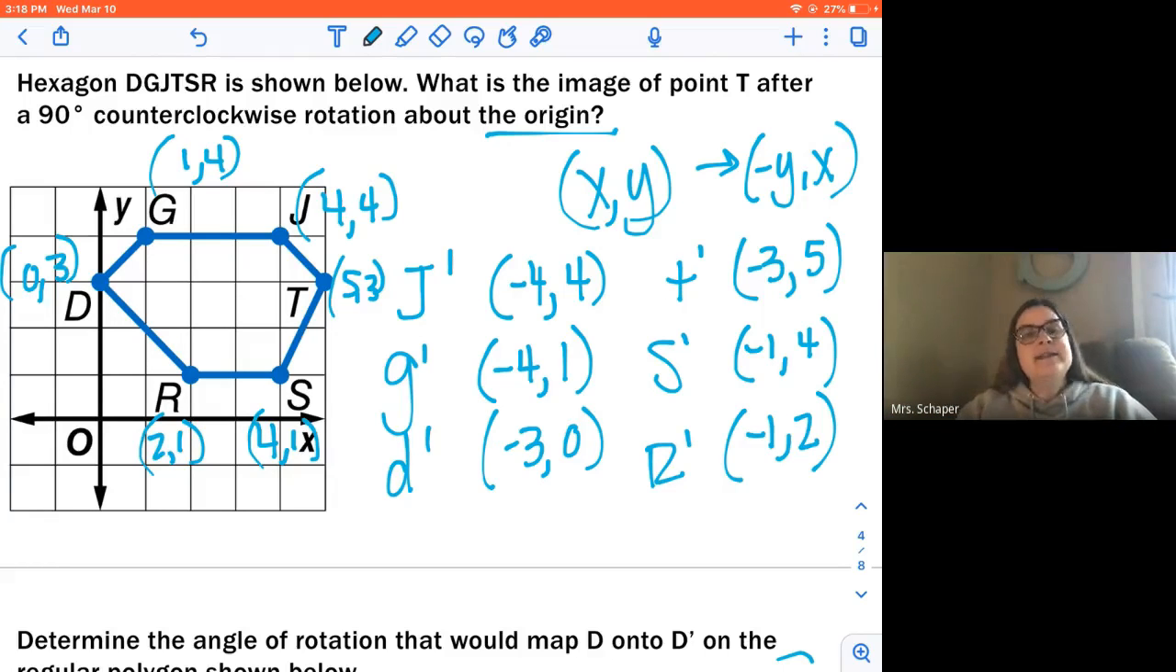Now it says, what is the image point of T? But I just kind of walked through it. So hopefully you're getting the feel. 90 degrees counterclockwise, opposite y, x.